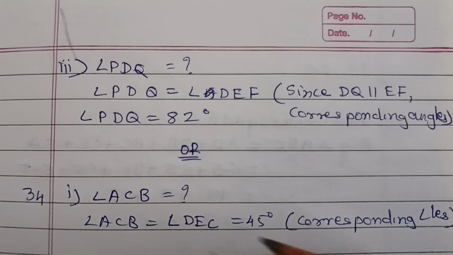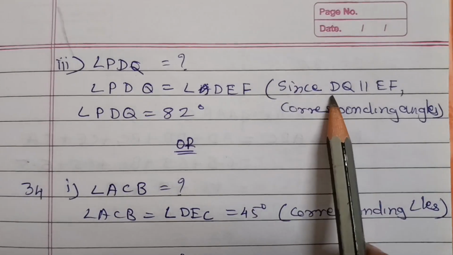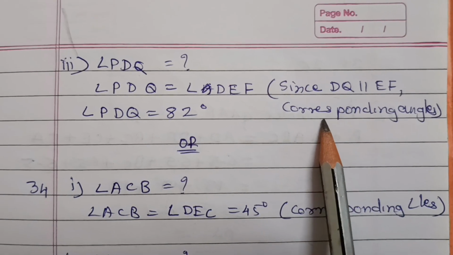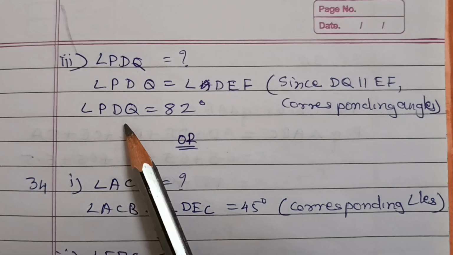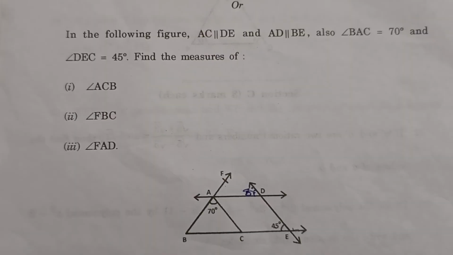Next we have to find out angle PDQ. Angle PDQ is equal to angle DEF, since DQ is parallel to EF and these two are corresponding angles. Therefore angle PDQ is 82 degrees.